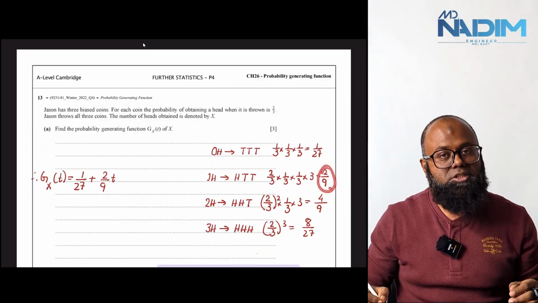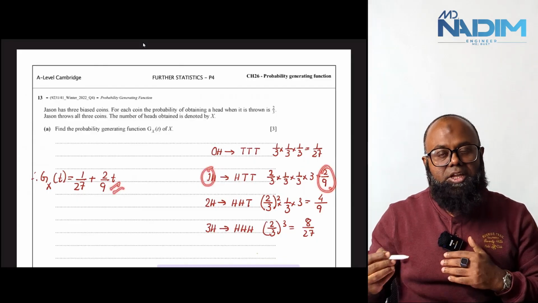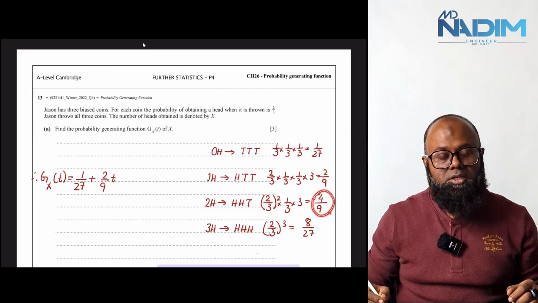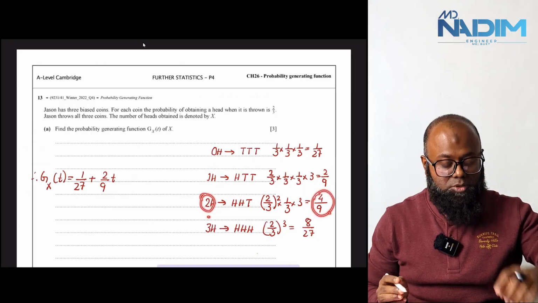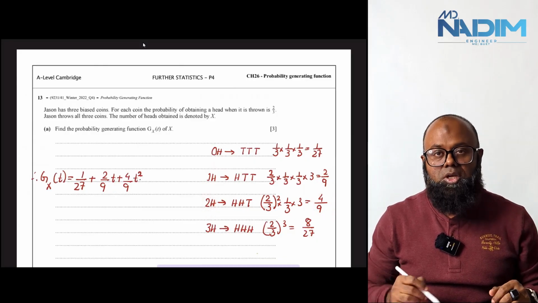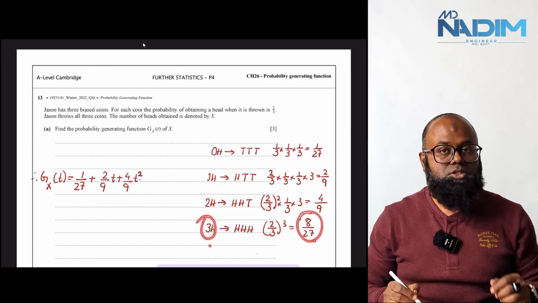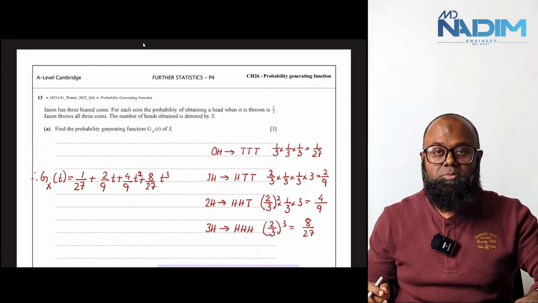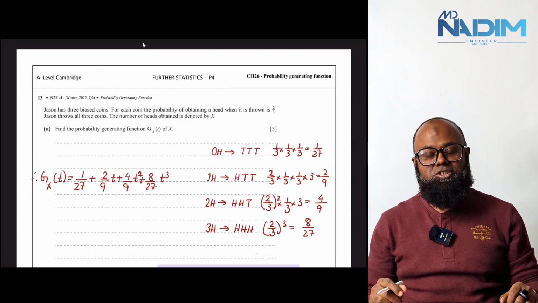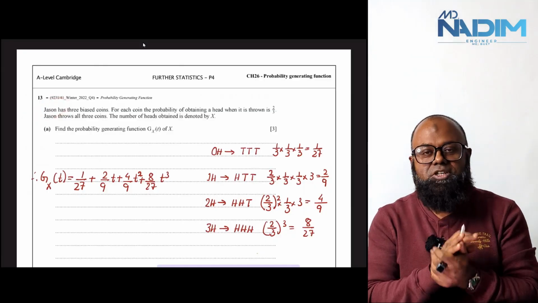So here the probability is 2 by 9, the value of x is 1, so it would be 2 by 9 t to the power 1. And the next one, probability is 4 by 9, value of x is 2, so it would be 4 by 9 t to the power 2. Now probability is 8 by 27, value of x is 3, so it would be 8 by 27 t to the power 3. So this is the probability generating function for x, for Jason. So this is the first part of the sum.